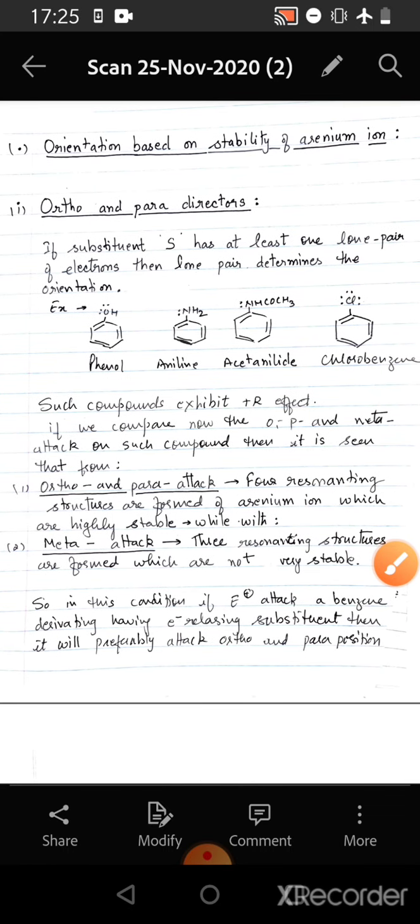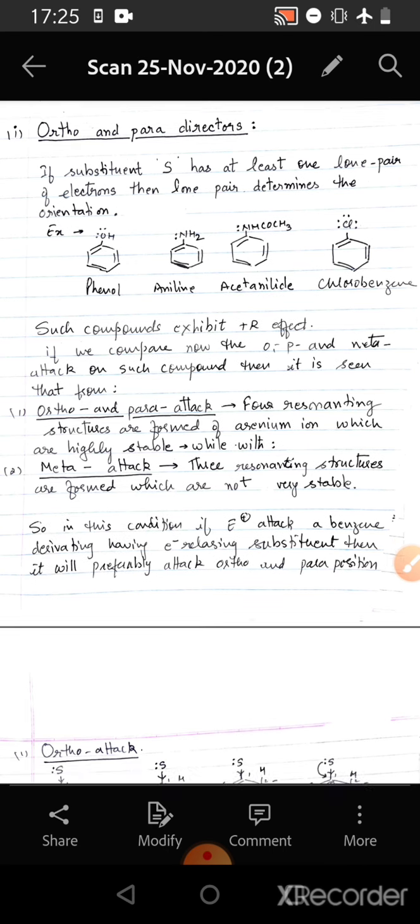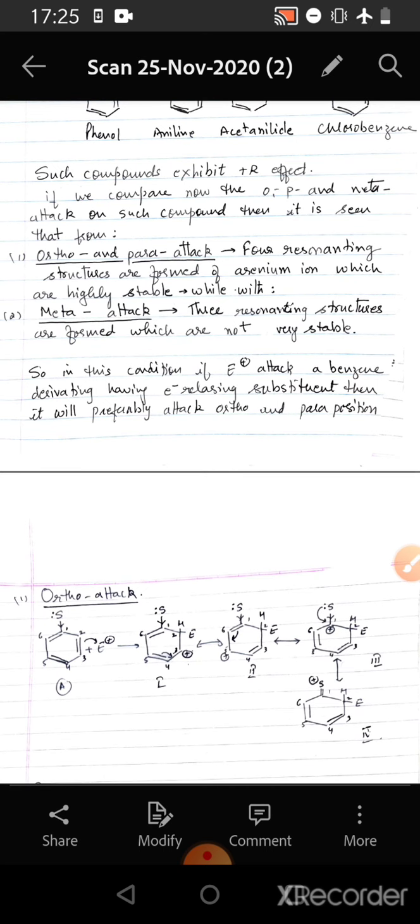Now we come to orientation based on stability of the arenium ion, ortho and para directors. If the substituent has at least one lone pair of electrons, then the lone pair determines the orientation. For example, phenol, aniline, acetanilide, and chlorobenzene all have a lone pair of electrons on the atom directly bonded with the benzene. Hence these show an ortho and para directing effect. Such compounds exhibit a plus R effect.